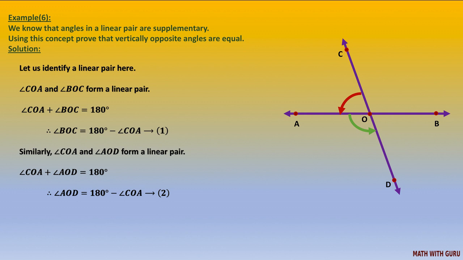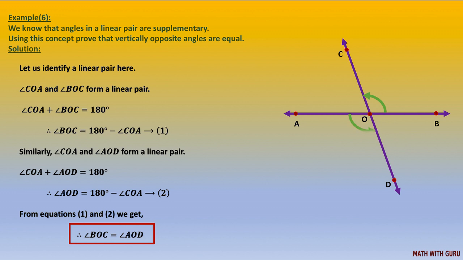In equation 1, angle BOC equals 180 minus angle COA. In equation 2, angle AOD equals 180 minus angle COA. Each of angle BOC and angle AOD is equal to 180 minus angle COA. Therefore, angle BOC must be equal to angle AOD. This is the first result we needed to prove.